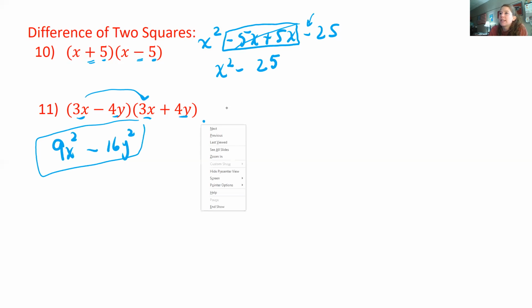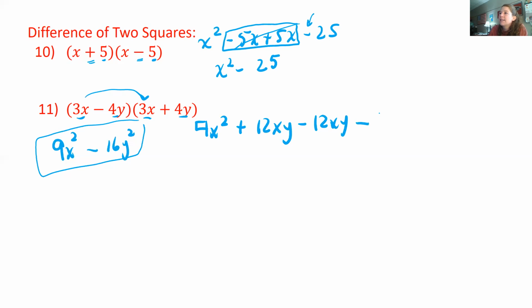So 3x times 3x is 9x squared. 3x times 4y is positive 12xy. I know I said x, but I meant y. And then the middle terms would be negative 4y times 3x, which is negative 12xy. So what do these two terms do? They cancel each other. And then finally, negative 4y times positive 4y is negative 16y squared. So when we combine like terms, these cancel, and this is what we get.